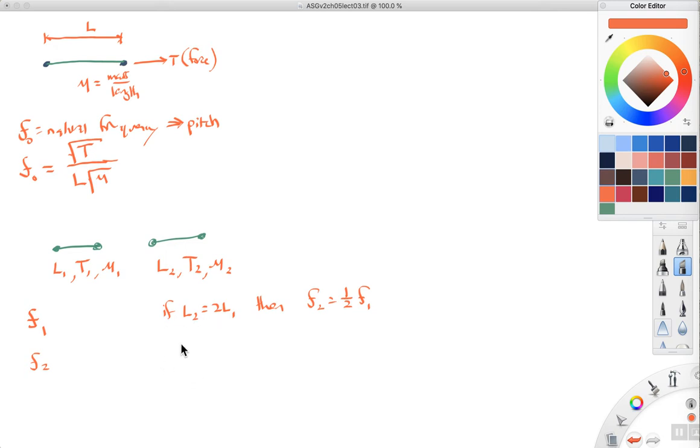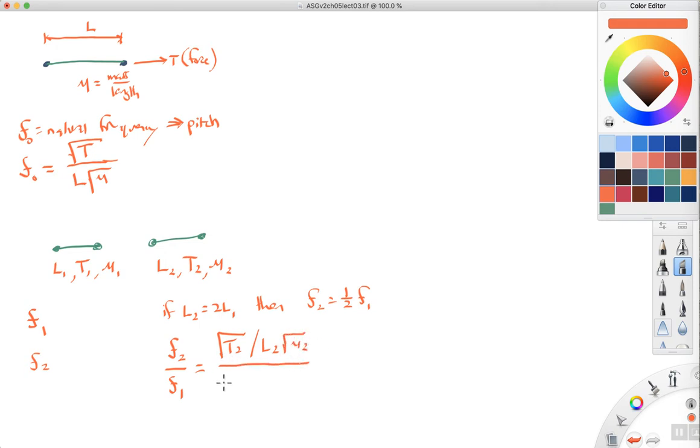If we wanted to know the frequency of string 2, let's just do this example, compared to the frequency of string 1, well, that would be the square root of the tension of string 2 divided by the length of string 2 divided by the square root of the mass per unit length of string 2.